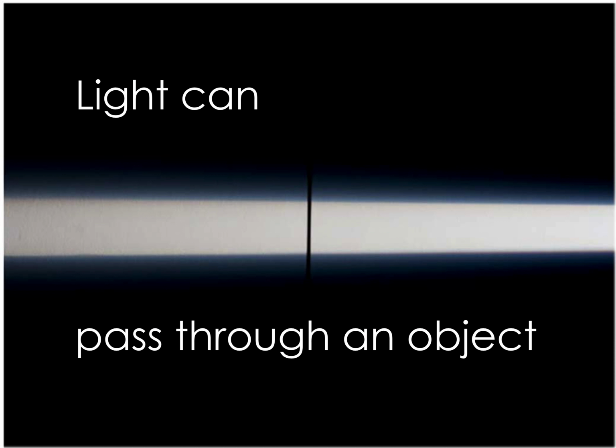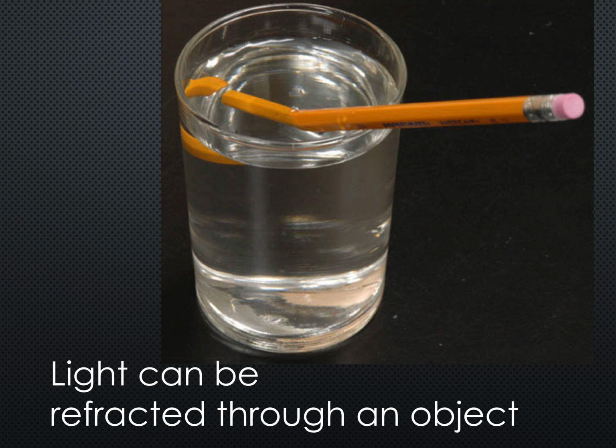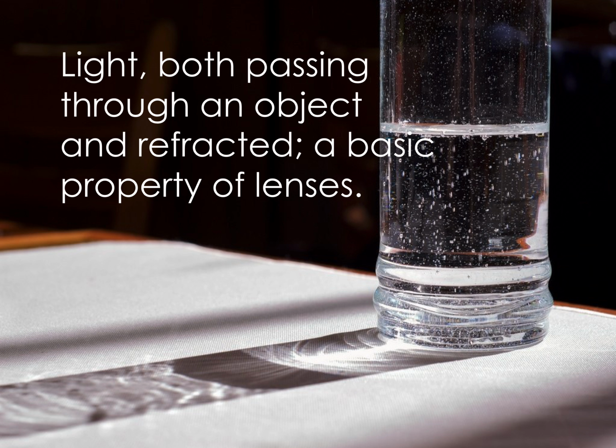Light can pass through an object, like glass, for example. In this case, we have water as the object, and it has what is called an index of refraction, a particular way that it bends the light to our perception. Light, both passing through an object and refracted in this image. This is a basic property of lenses.